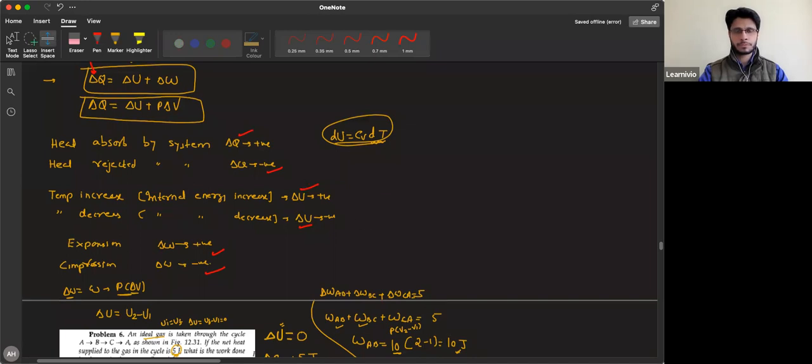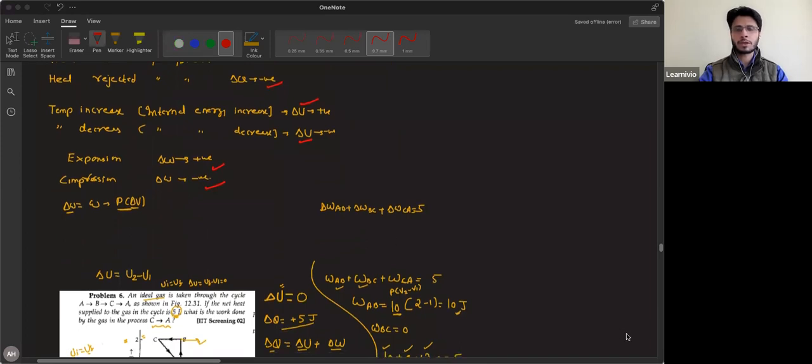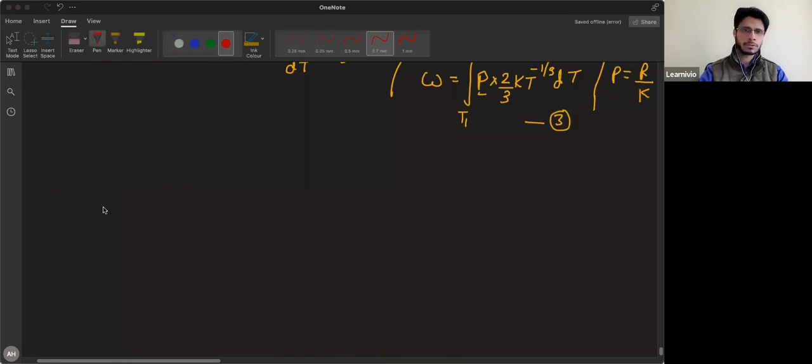For the first law of thermodynamics to apply, should the pressure be constant? No. I just wrote here that if pressure is constant, then work done is P delta V. If pressure is not constant, then work done will be the integral of P dV. It's applicable in all cases. So basically, two types of questions can come in the first law of thermodynamics. One is this.